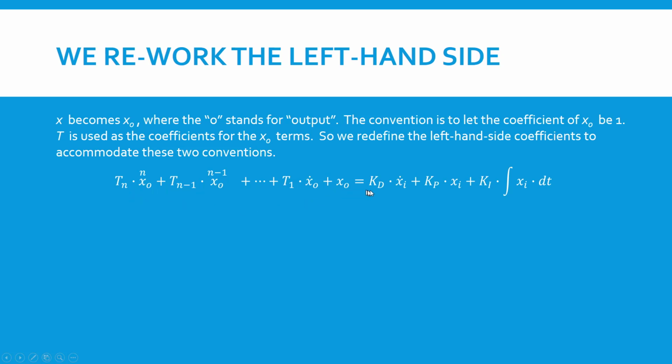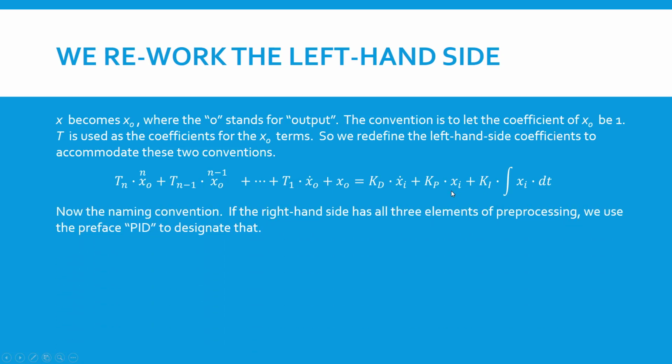On the right-hand side of the equation, we see that we have, as we did before, the three gains of the PID controller times their corresponding derivatives or integrals of xi, the input.